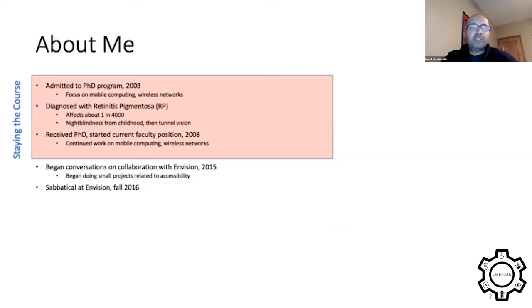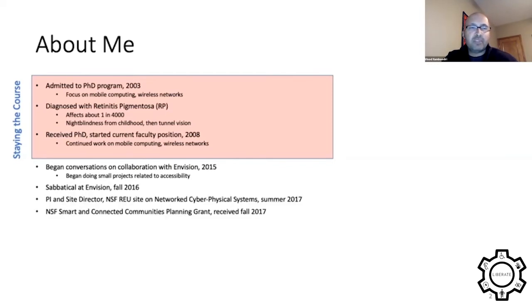Then I got more time to learn about how work in the disability space is done by using a sabbatical to spend more time with Envision, to understand that space, the needs and the challenges, so I could prepare myself to work more in this area. That led to a lot of good things immediately. I became the principal investigator for a National Science Foundation Research Experiences for Undergraduates site, where I could bring undergraduates to work on various research projects, and I was able to include projects on assistive technologies.